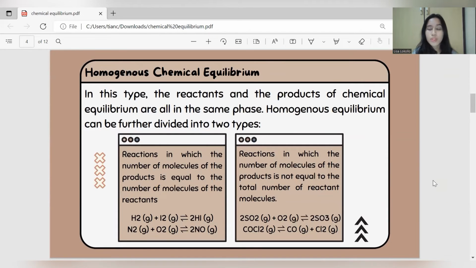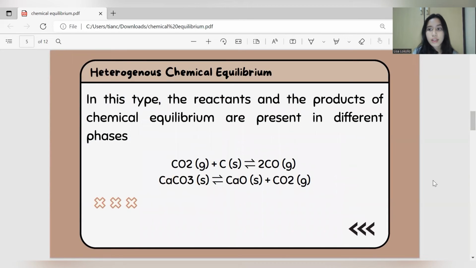Now we're going to talk about homogeneous chemical equilibrium. In this type, the reactants and the products of chemical equilibrium are all in the same phase. Homogeneous equilibrium can be further divided into two types. The first one is a reaction in which the number of molecules of the product is equal to the number of molecules of the reactants. The second one is a reaction in which the number of molecules of the product is not equal to the total number of reactant molecules. The second type is heterogeneous chemical equilibrium. In this type, the reactants and the products are present in different phases.